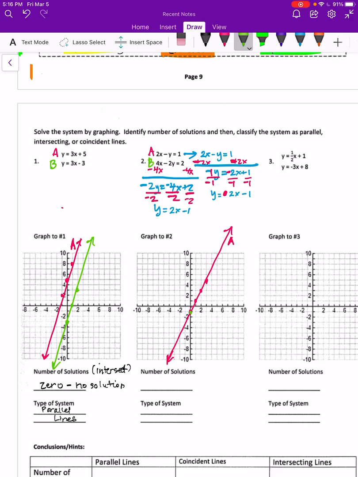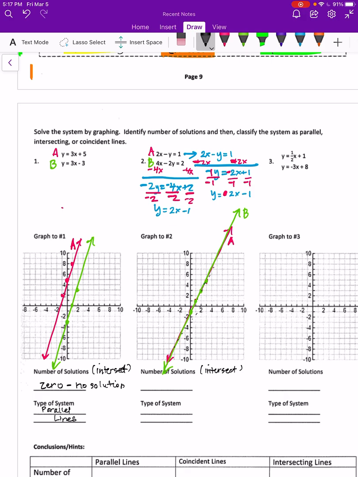So I start at negative 1, and I go up 2 over 1, up 2 over 1, up 2 over 1. And again, I draw my line, and it's the same thing. So it's B. It's what they call overlap. They overlap. So how many solutions, or how many times do they intersect? And here's the thing. They intersect every single place on this line the whole entire time.